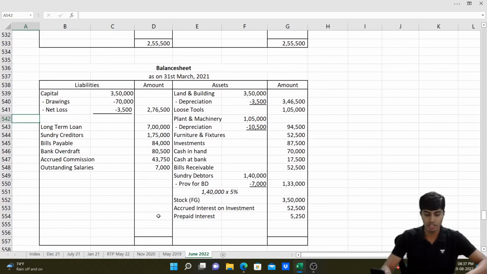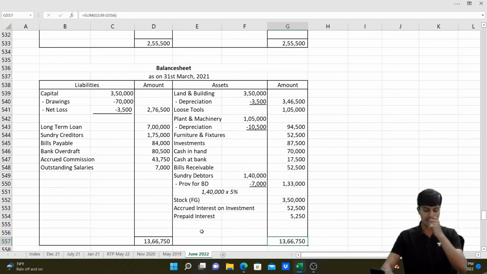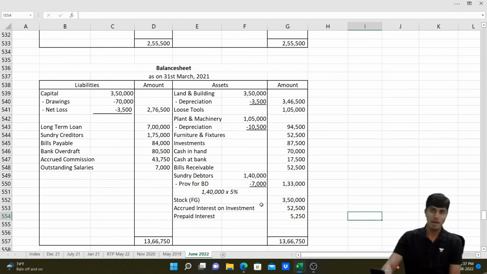And then we have a lot of other liabilities. Shall we quickly see the total of the balance sheet? Does it tally? 13 lakh 66,750 on the liability side and 13 lakh 66,750 on the asset side, and this is our balance sheet tallying, and I hope you people understood.